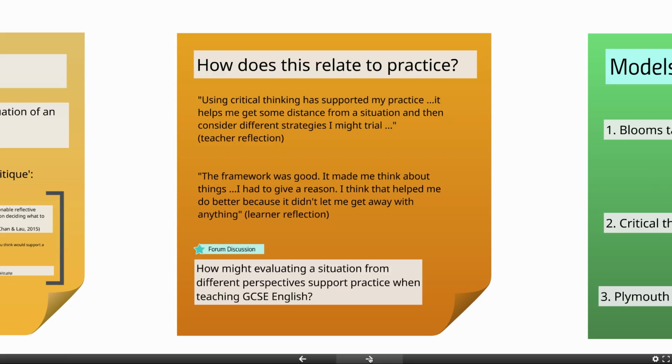Now, we're moving on from this idea of one's own objectivity, and I'd like us to consider how evaluating a situation from different perspectives might support practice when teaching GCSE English. So I'd like us to think about how gathering other opinions, other critical opinions, think about this idea of discourse and how that might support our practice. And I'll look forward to contributing to the forum discussion there.